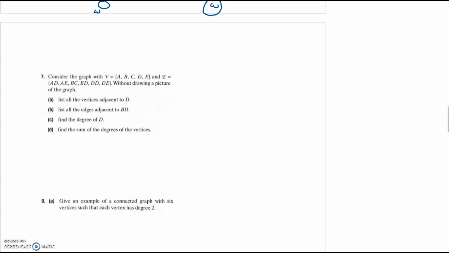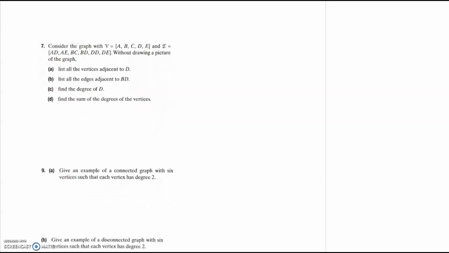On to number 7. I think we can fit this in here. Number 7 says to consider this graph. There's the vertex set and there's the edge set. Now, without drawing a picture, we want to list all the vertices adjacent to D. So remember, what does adjacent mean? Adjacent means it's connected by an edge. So two vertices are adjacent if they're connected by edges.